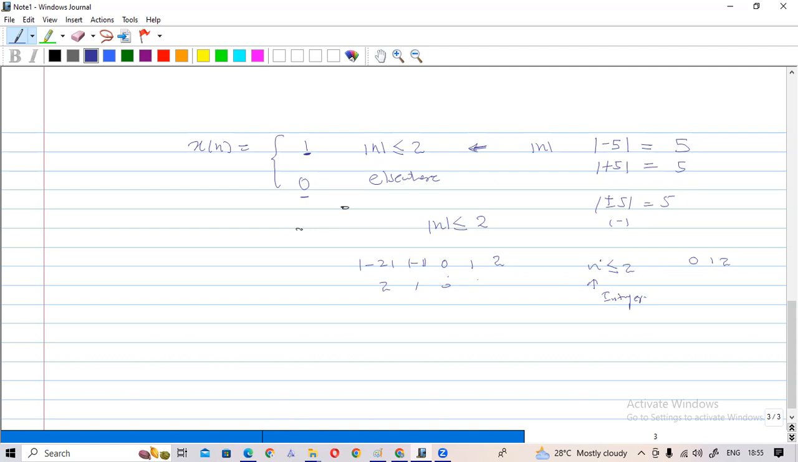So if you take the magnitude, that means n can also have minus values, but the absolute value should be less than 2. So you can get minus 2 and minus 1 also. So n is minus 2, minus 1, 0, 1, 2. These 5 values are for n. For these 5 values, xn is equal to 1. If you write this notation, minus 2 less than or equal to n less than or equal to 2, it is the same. You can write it like this also.